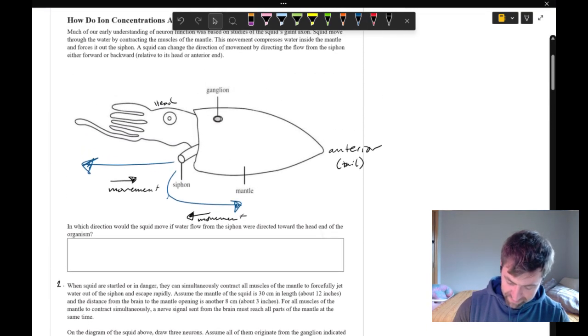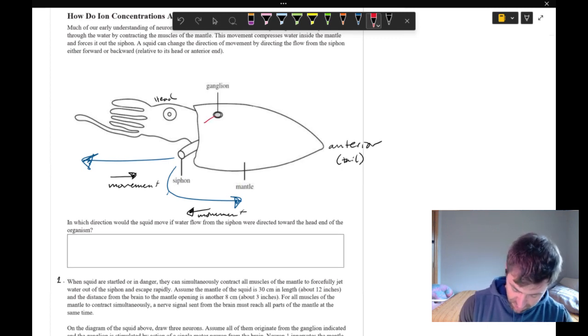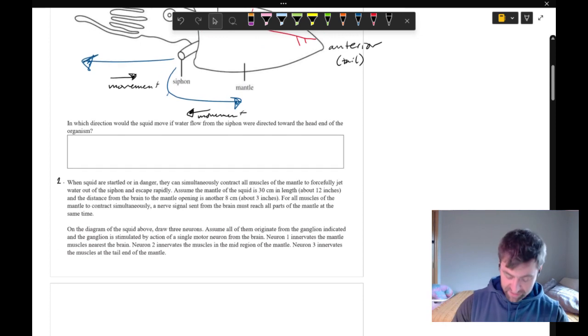I'm going to draw these in red. We're going to start at our ganglion. And we have neuron 1 was the near end, so it's right here. And then we had neuron 2 was kind of the mid region. So that's 1, 2. And then neuron 3 went all the way to the tail over here. Okay, so we have our different lengths.